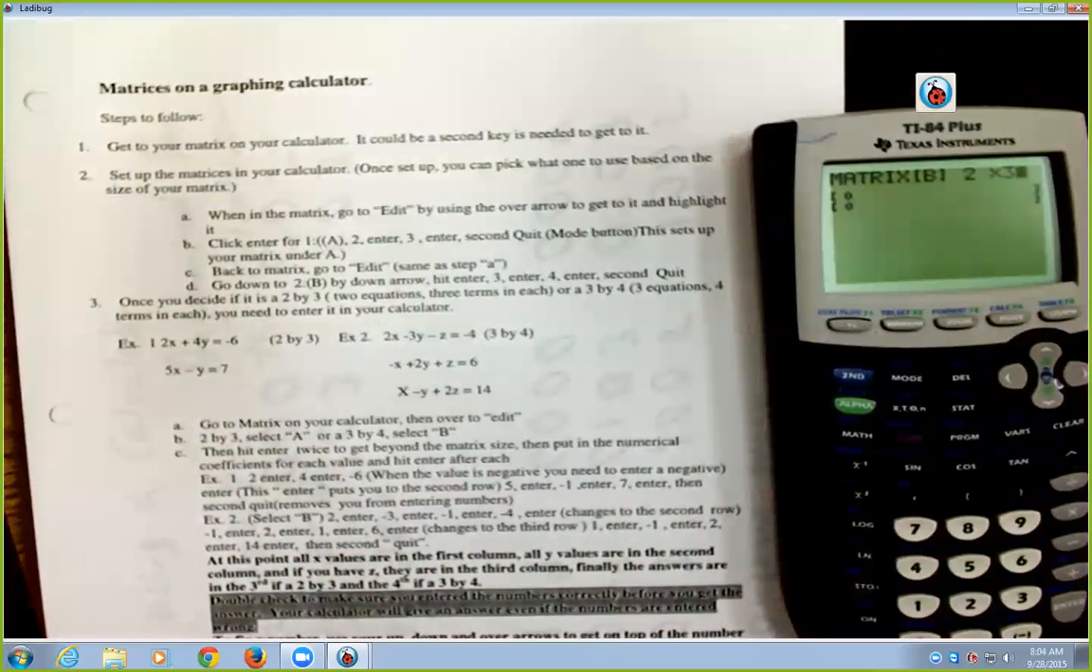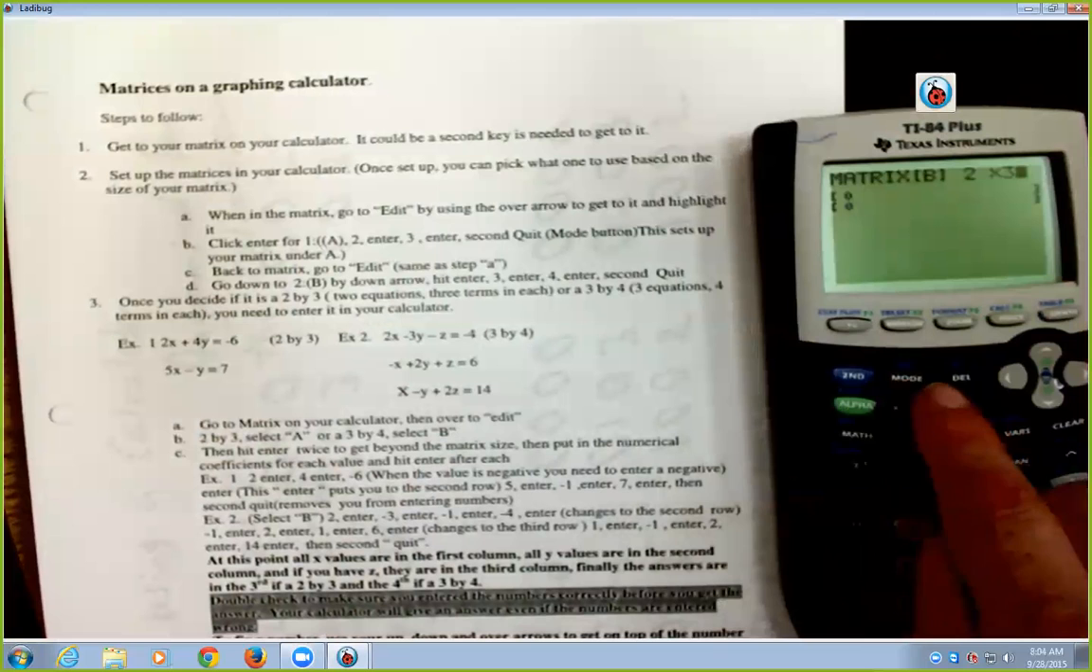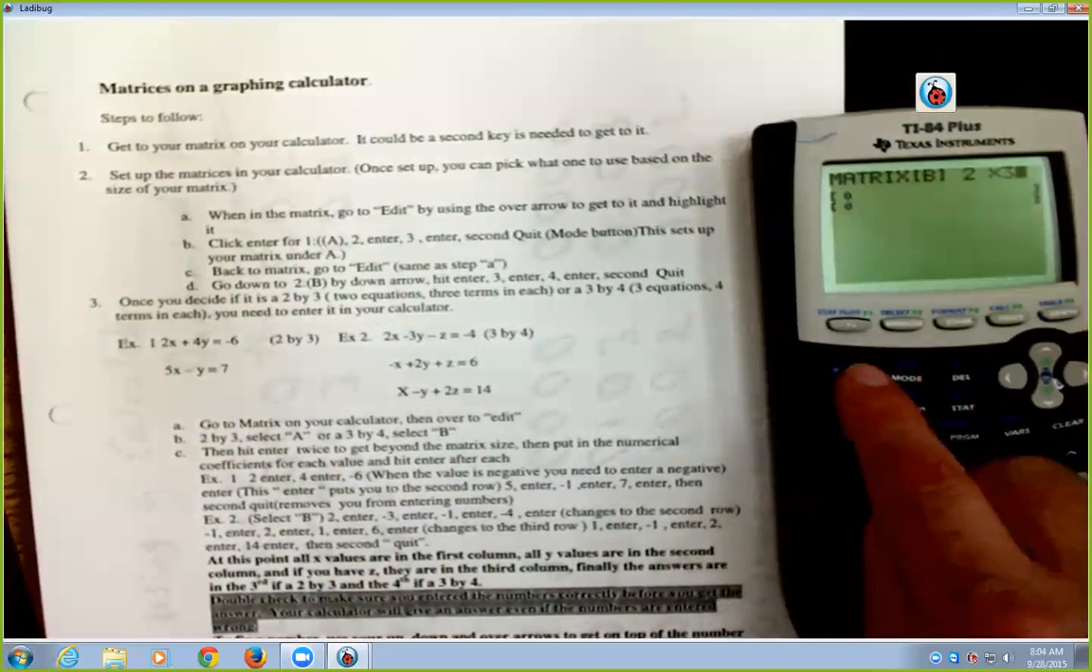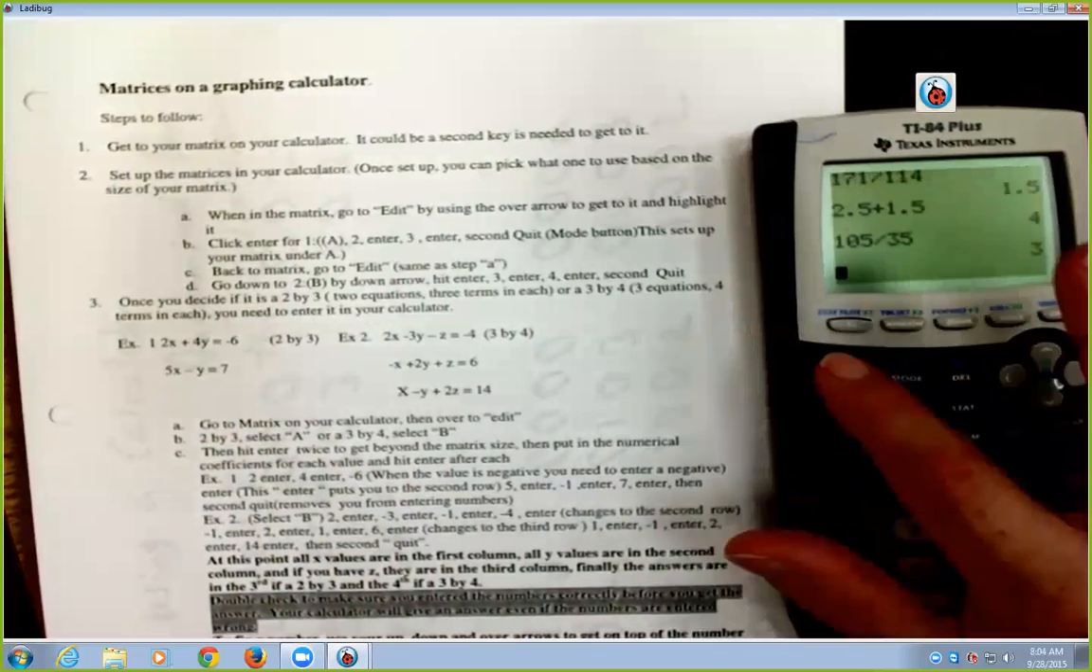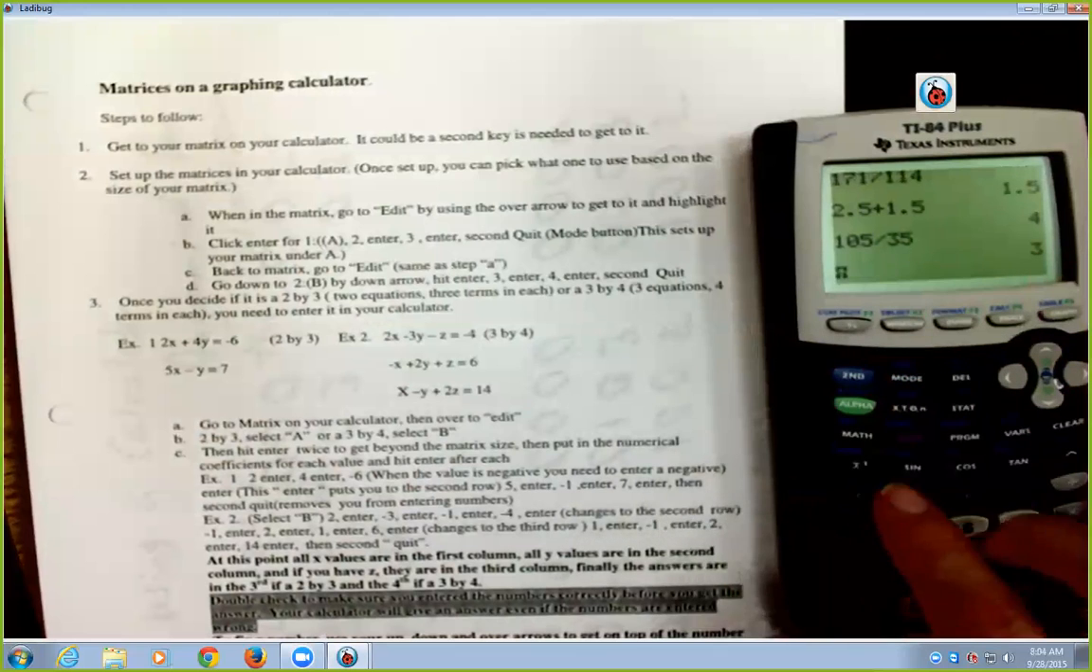That's the ones we've graphed. That's the ones we use substitution for, and that's the one we use addition for. And so that's that 2 by 3. So that's what we've been working with. So now I'm going to go second, and above my mode button is quit. So second, quit. Then I'm going to go second, matrix again.